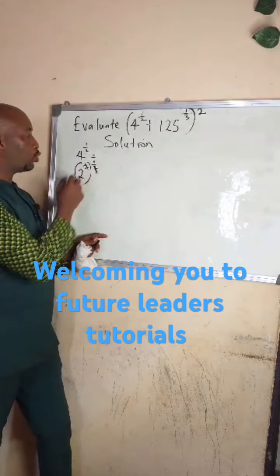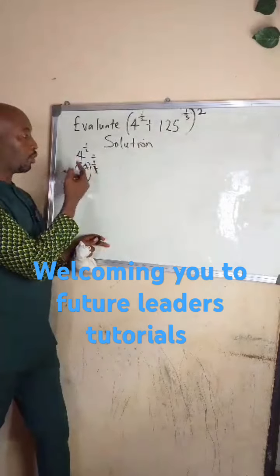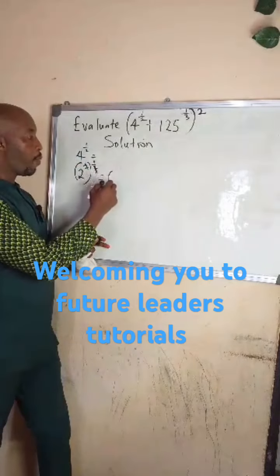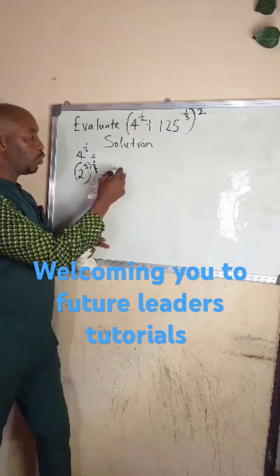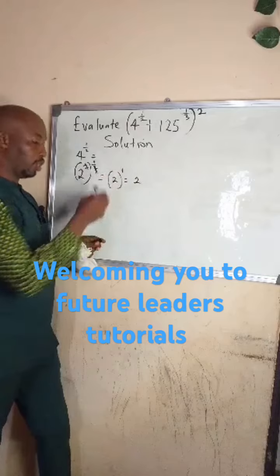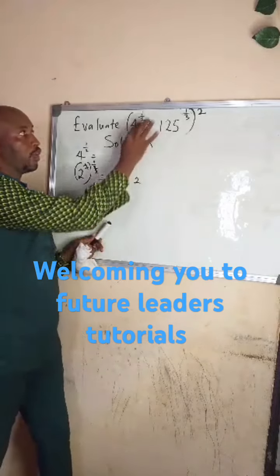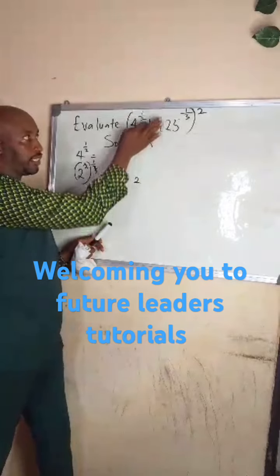What am I left with? 2 here. What I am left with is 1. So this is nothing but open bracket, close bracket, 2 raised to the power of 1, which is the same thing as 2. Now you can see that I've handled this one.